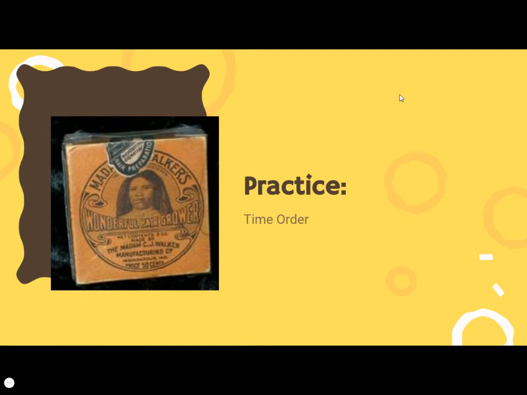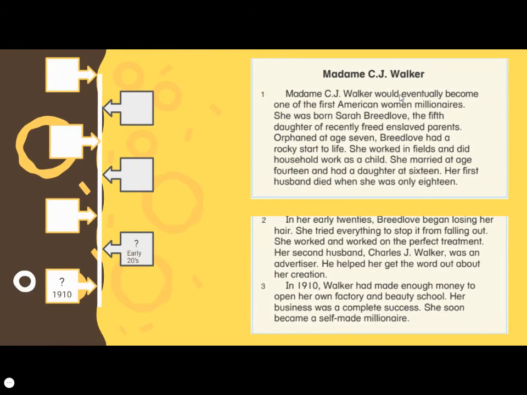Practice. Time order. Biographies are usually organized by time or the order in which events occurred in the person's life. Authors use clue words to help you identify the way they organized ideas. When you read biographies, think about the words the author uses to tell you when events happened. Revisit paragraph 1 of Madam C.J. Walker. Which words are clues about the order of events in Madam C.J. Walker's life?